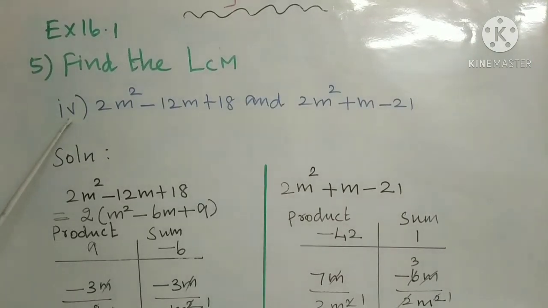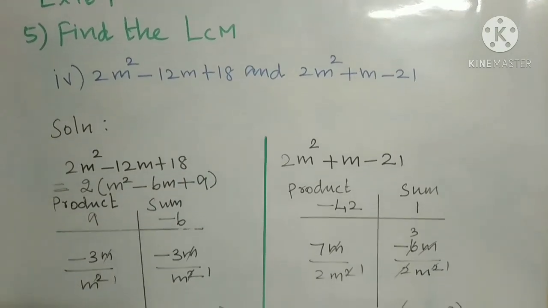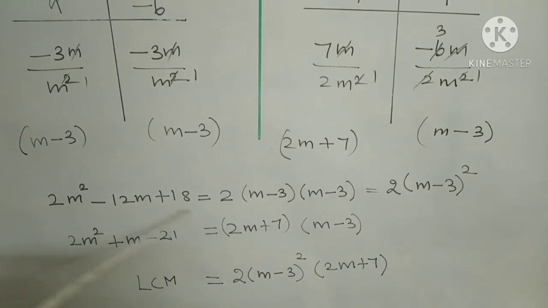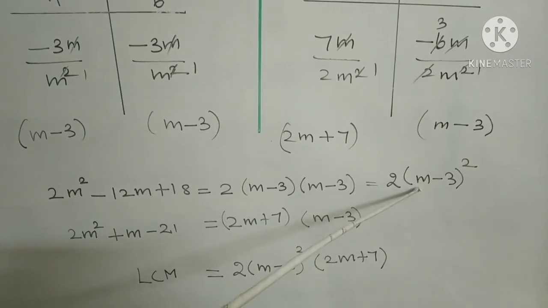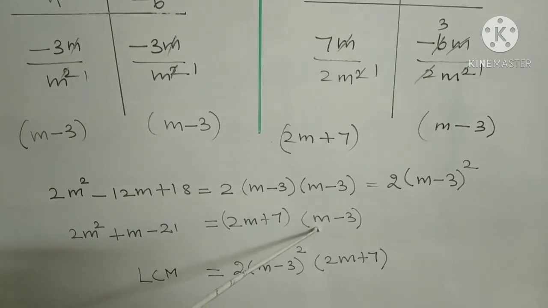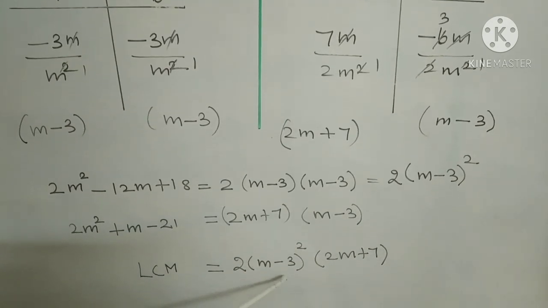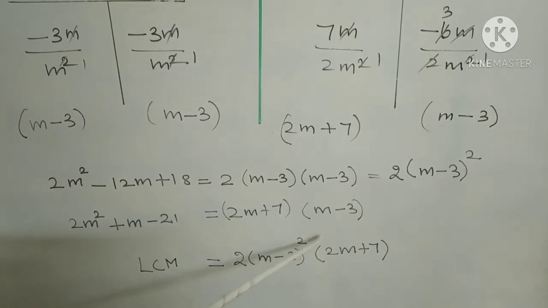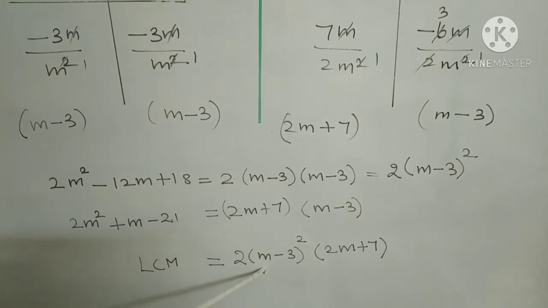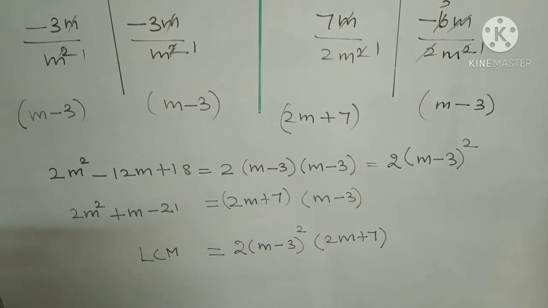Next, fourth subdivision, two polynomials are given. So first step, you have to factorize these two polynomials. For the first polynomial we get 2 into m minus 3 the whole square, second one 2m plus 7 into m minus 3. In LCM we have to write the highest power. So 2 into m minus 3 the whole square; here m minus 3 to the power 1 only is given. So we write the highest power: m minus 3 the whole square into 2m plus 7.